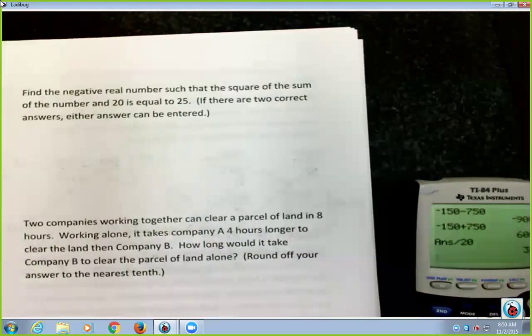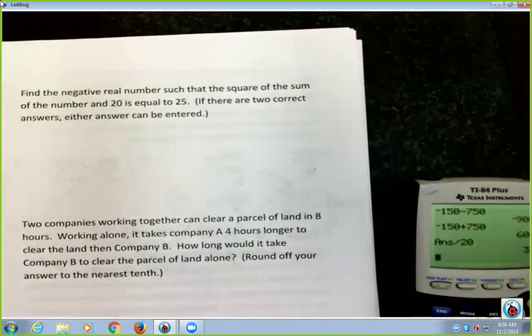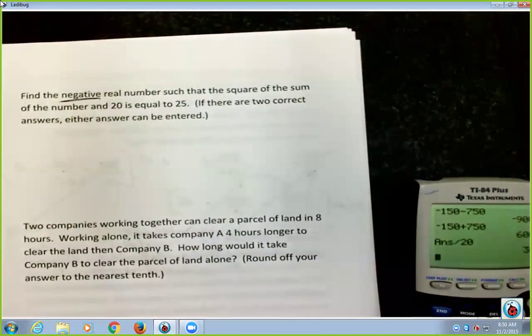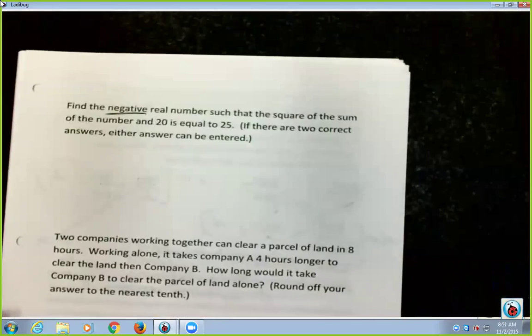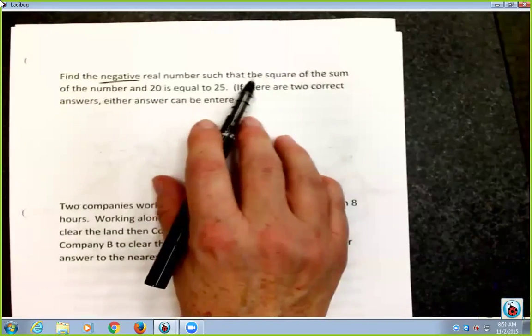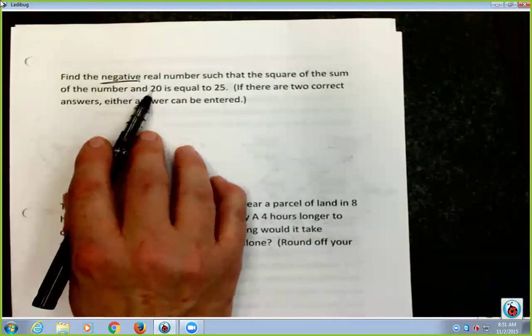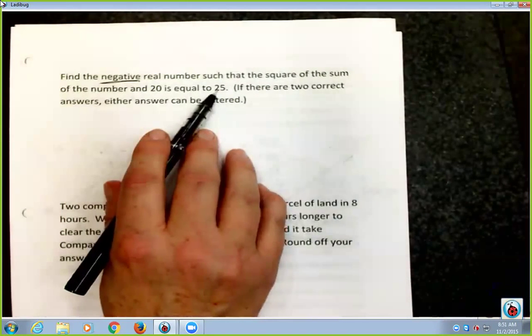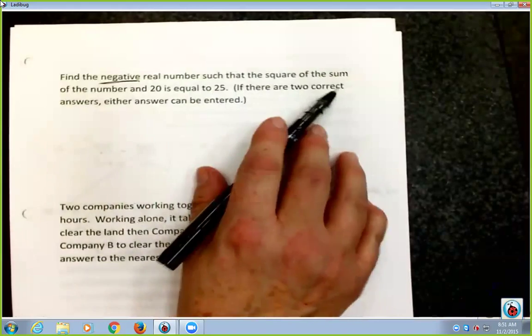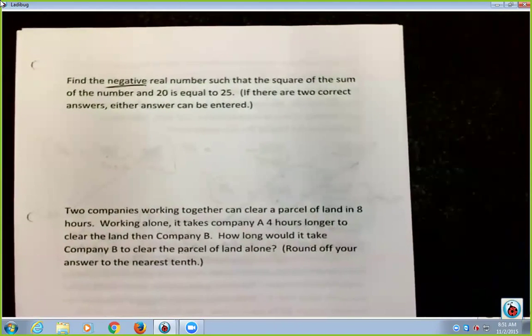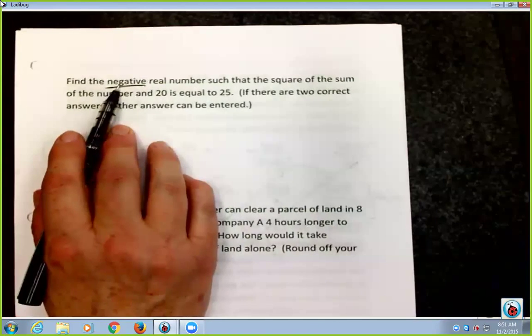The next one is: find the negative real number. Negative. So I know my answer has to be negative when I get done with this one. That the square of the sum of the number and 20 is equal to 25. If there are two correct answers, either answer can be entered. So what do I have?